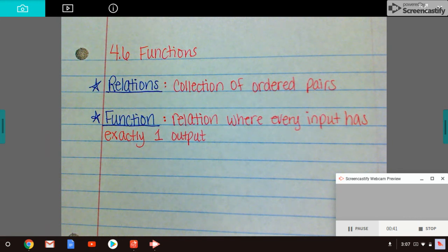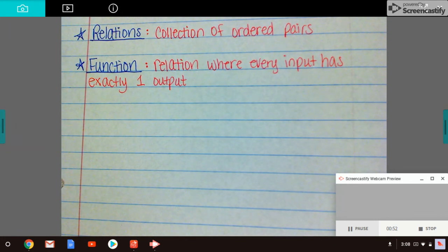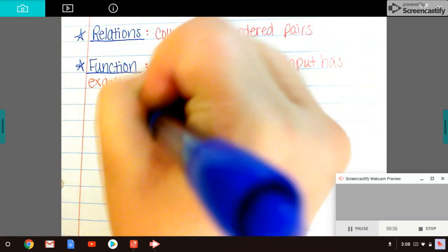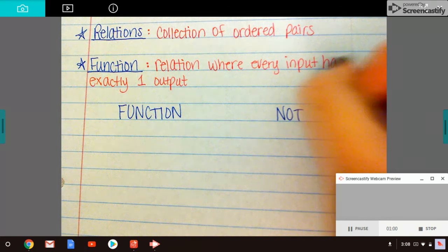So it's kind of like a machine. You put something in, you get one thing out. You don't put something in and get two different things out. So that's going to be the mantra here. We're going to create a T-chart here where we look at things that are functions and things that are not functions.